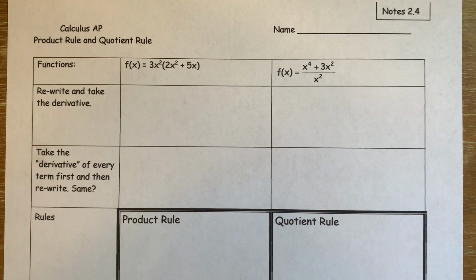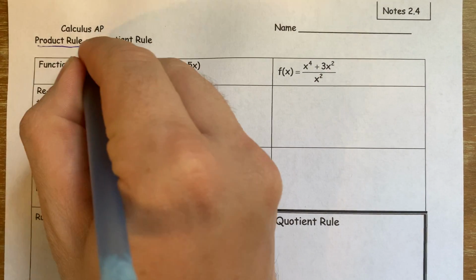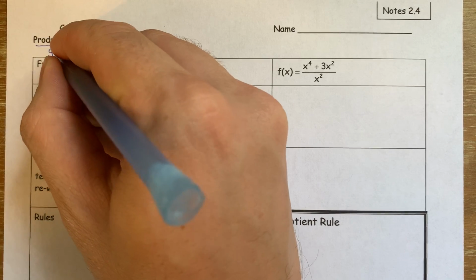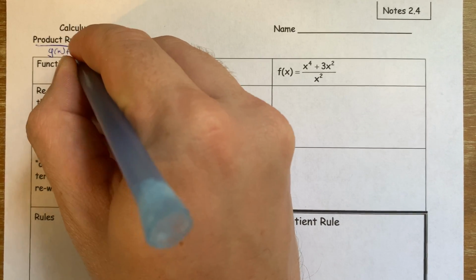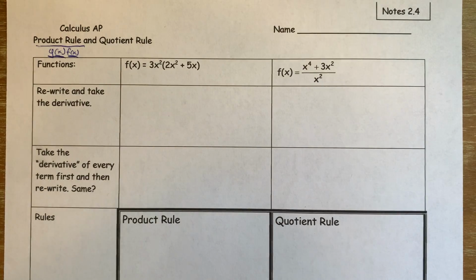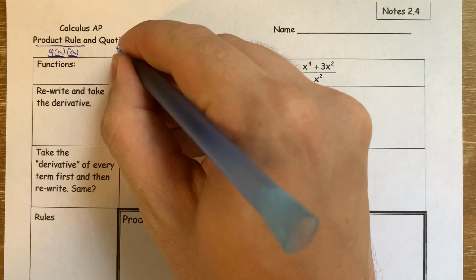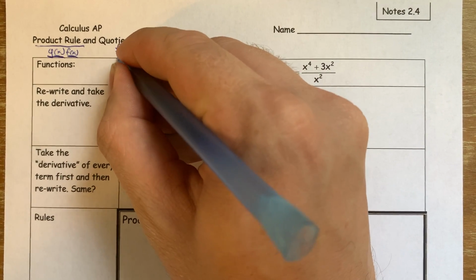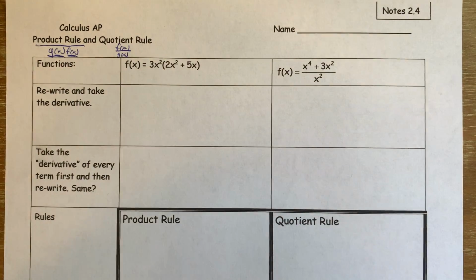We're going to learn two more rules today. The product rule, which is what happens if we have two functions that are multiplying times each other that we know how to do the derivative of. And the quotient rule, which is what happens if we have two functions that are dividing that we know how to do the derivative of each of those two functions that are dividing.